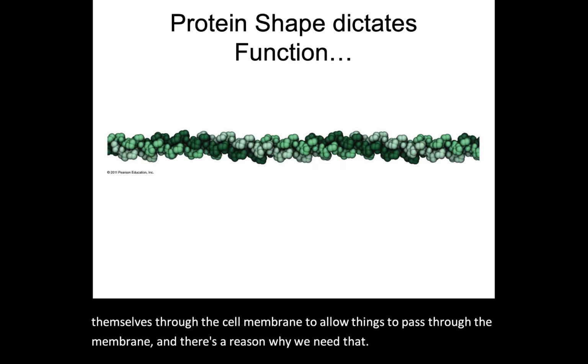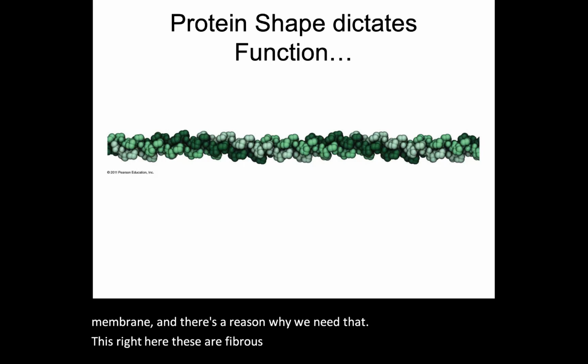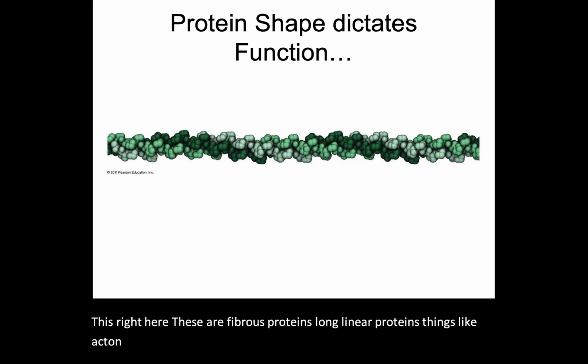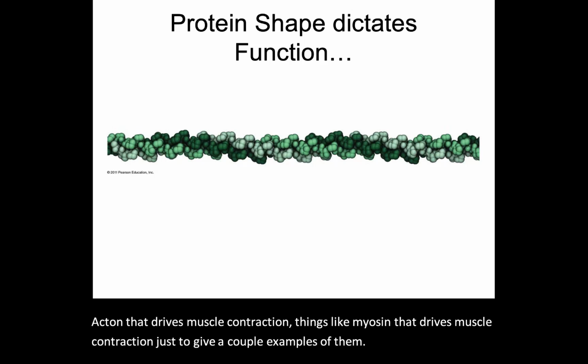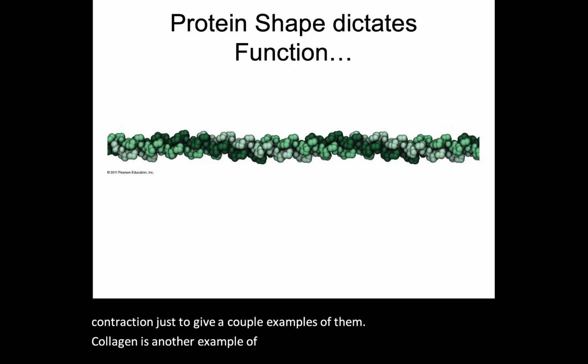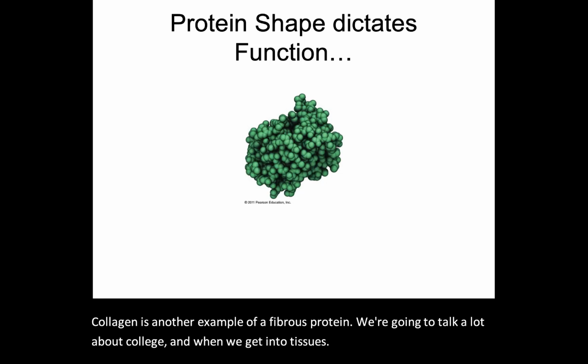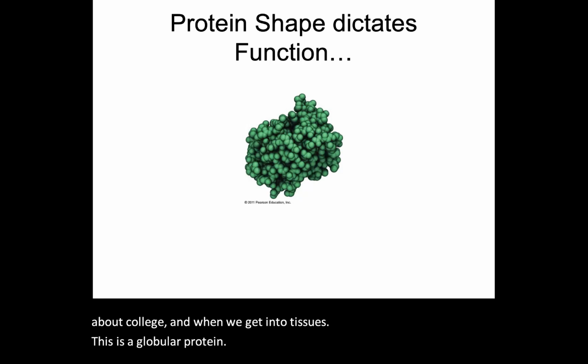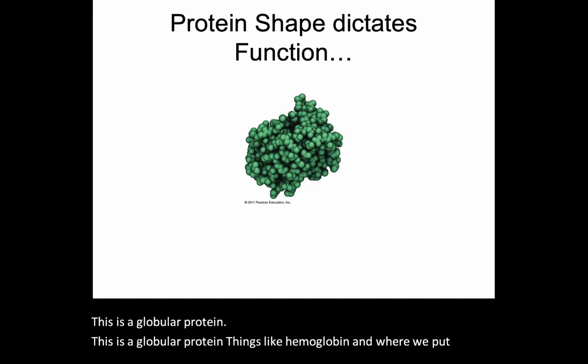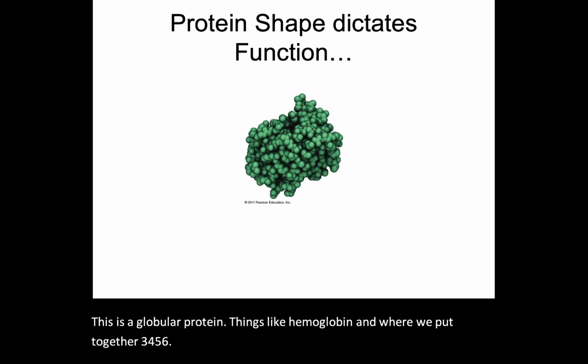This right here, these are fibrous proteins. Long linear proteins, things like actin that drives muscle contraction, and things like myosin that drives muscle contraction, just to give a couple of examples. Collagen is another example of a fibrous protein. We're going to talk a lot about collagen when we get into tissues. This is a globular protein. Things like hemoglobin, where we put together 3, 4, 5, 6 smaller proteins into this globular form.